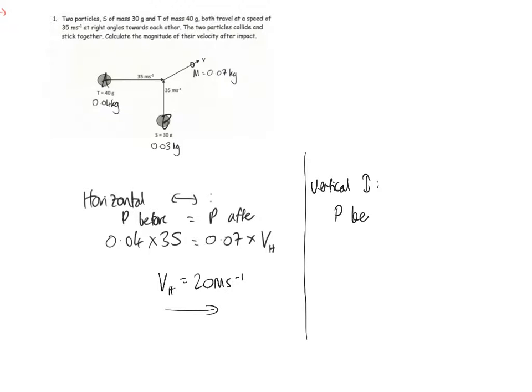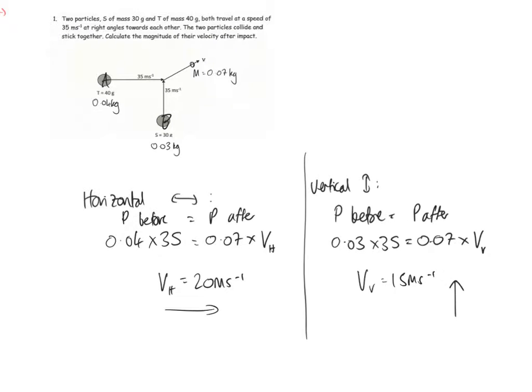Again, momentum before, and always write this so the examiner knows what you're talking about, equals the momentum afterwards. Before the ball is 0.03, or the particle, and it's going at 35 meters per second as well. And again, that's going to be equal to 0.07 times the component of the velocity in the vertical direction. Give it whatever symbol you want. If you solve that, you'll get 15 meters per second, and that's in the vertical direction.